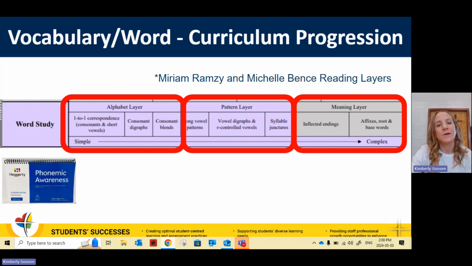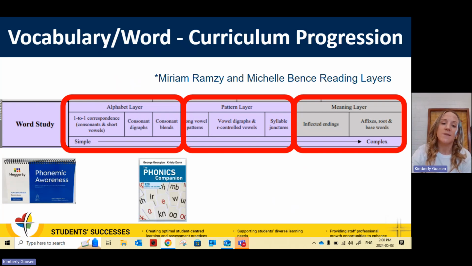As we move along this word study progression and get to that alphabet and pattern layer, so that one-to-one correspondence of those phonics skills, then we get to that phonics companion that was purchased for grade 1 and grade 2 teachers. Finally, as we continue to move along and we think about that meaning layer, we're looking at base words and prefixes and suffixes and the etymology of words, so the Greek and Latin meanings.